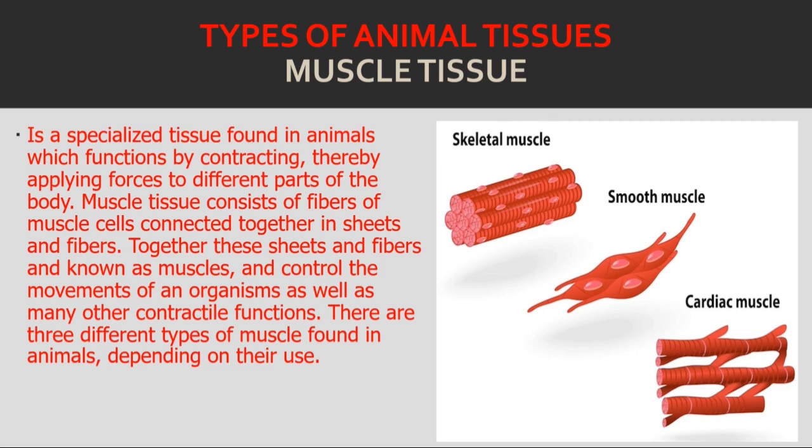So these muscles help in movement and many other contractile functions as well. The contractile functions are done by the skeletal muscle, smooth muscle, and cardiac muscle. There are three different types of muscle found in animals depending on their use. So these are the three muscle tissues.